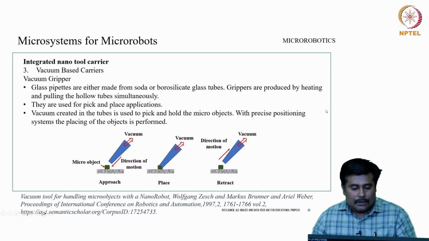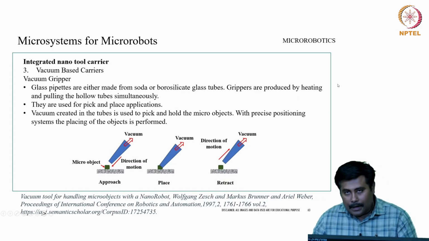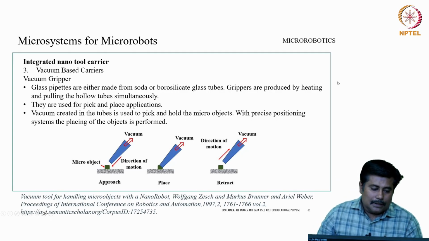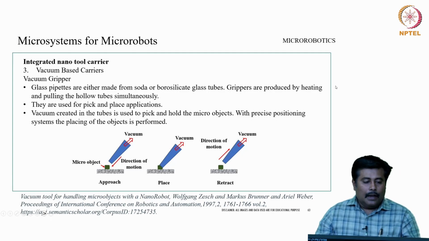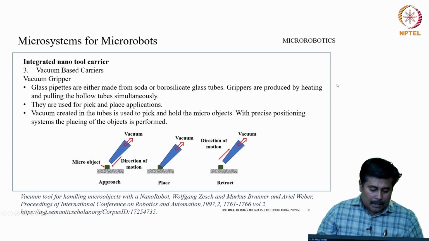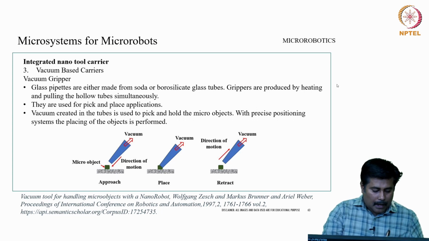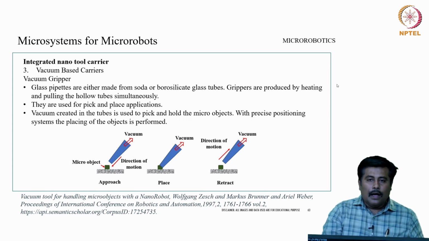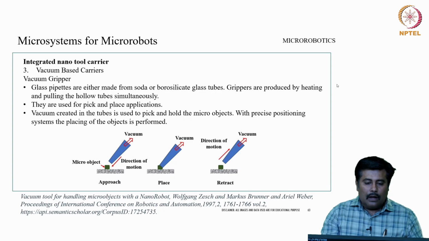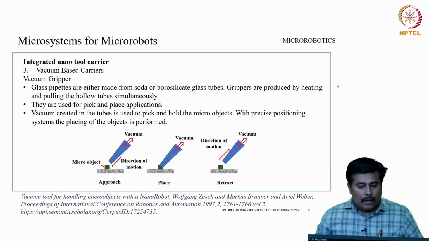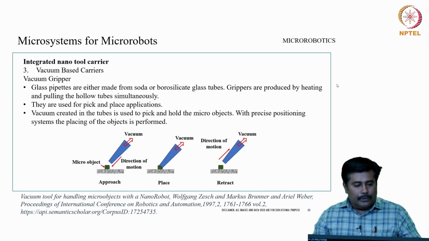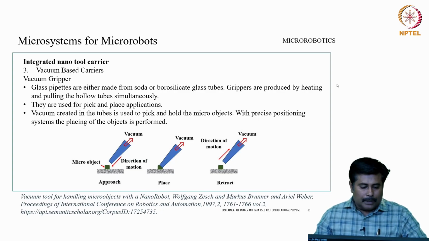Now, let us also discuss this integrated nano carrier. As far as this nano tool carrier is concerned, vacuum based carriers are considered to be a kind of vacuum grippers. These vacuum grippers are a kind of glass pipette, made from either soda or borosilicate glass tubes. Like grippers, they are produced by heating and pulling the hollow tube simultaneously.